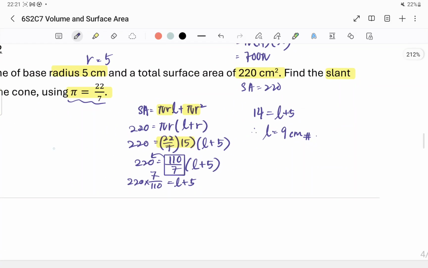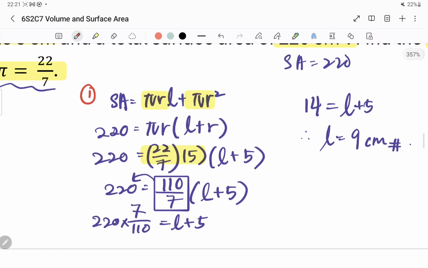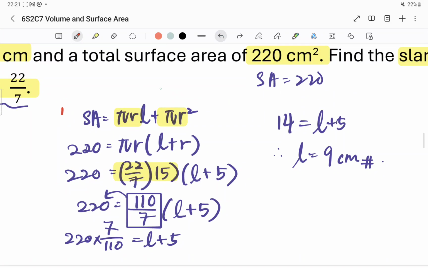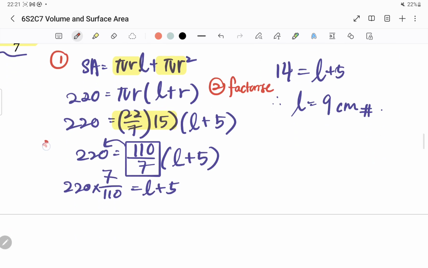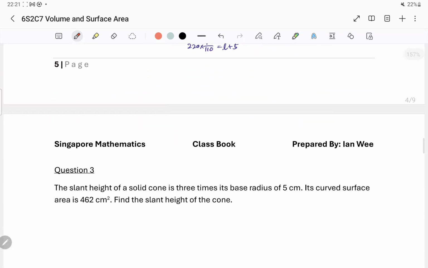So first things first, always remember to form your equation. Then you substitute the values inside. If they give you 22 over 7, you use 22 over 7. This is the first step. Second step is you factorize. Then only you substitute your values. Be careful with what the question is trying to ask.